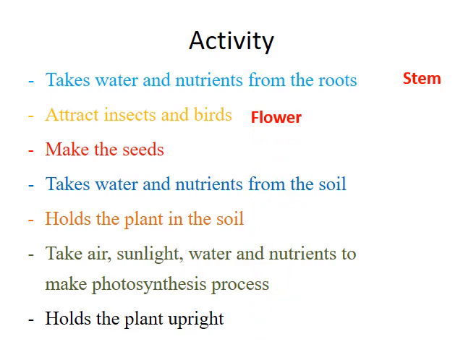What makes the seeds? As I told you, the fruit is a part of the female organ found inside the flower. What takes water and nutrients from the soil? As I told you guys, the part that extends under the soil is the roots. What holds the plant in the soil? Again, it's the roots. What takes air, sunlight, water, and nutrients to make the photosynthesis process? As I told you before, it's the factory of the plant, which are the leaves.